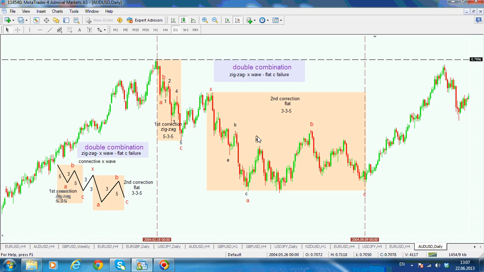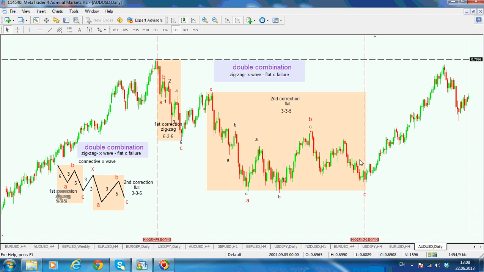Then we have another A and B and C for the B wave. Now this B wave, as you very well know from our flat chapter, this is being called the B wave and irregular, with A, B and C making a nice irregular flat pattern for the B wave.